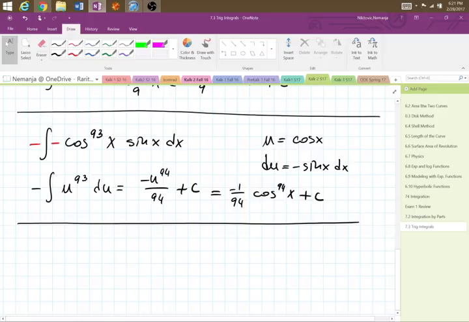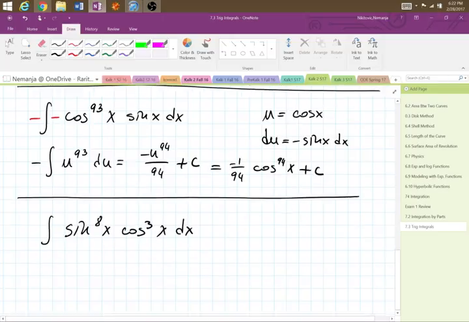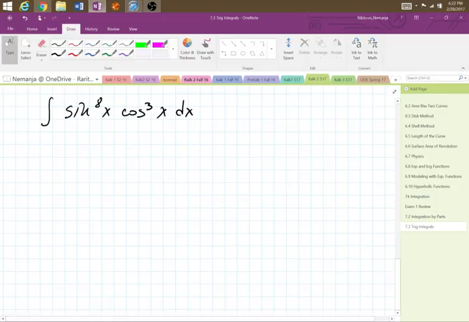So we're done with the Calculus 1 portion. Now we're going to crank the heat a little bit. The next level is going to look like this. Let's say you have sine 8x multiplied by cosine cubed x dx. So now you have 8 sines and 3 cosines. This is the problem where you will have to think how to solve it.